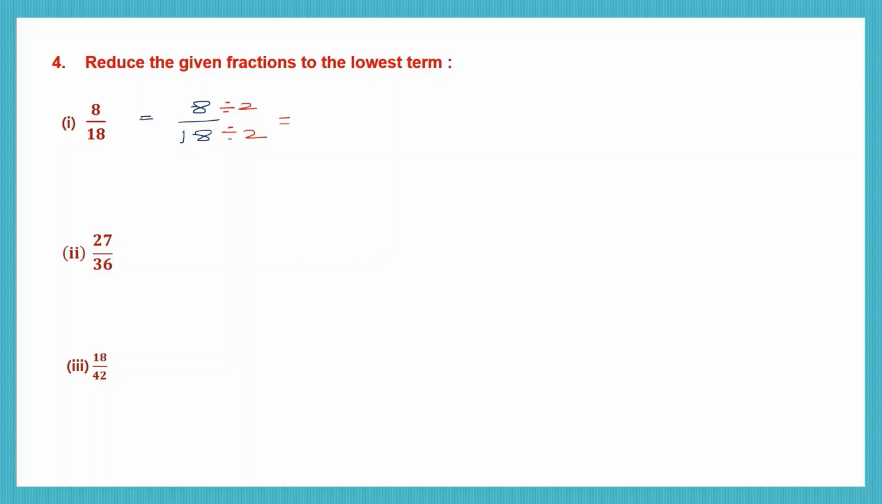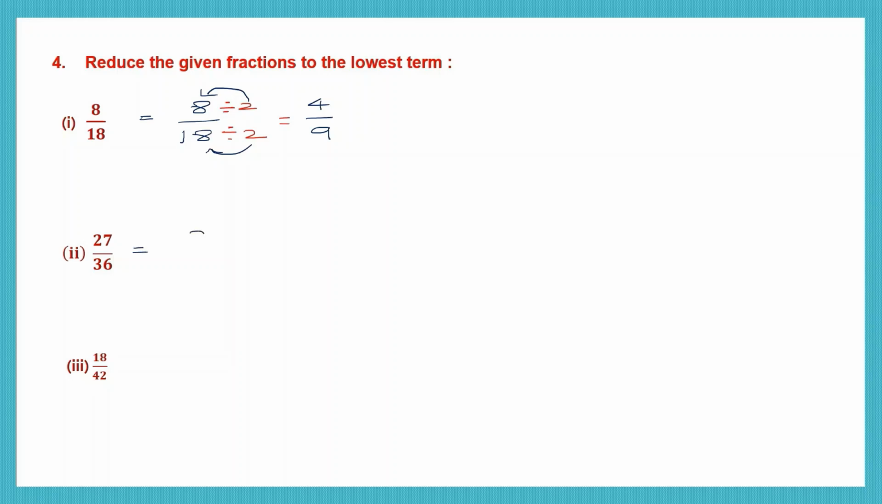2 into what is 8? 2 4s are 8 and 2 9s are 18. We get 4 by 9. Now look at 4 by 9 and see whether you can still reduce it further. Is there a common factor that can divide both 4 and 9? No, only 1 can divide both 4 and 9 and you'll get back the same thing. So 4 by 9 is our final answer which has been reduced to the lowest term.